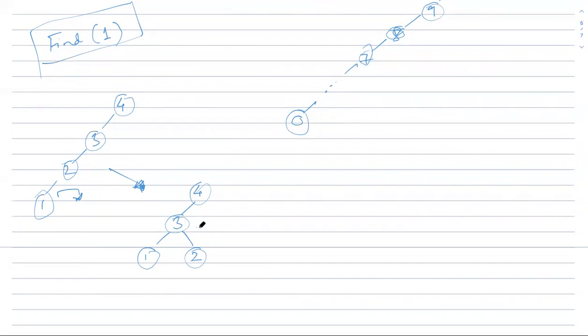Sorry, we didn't do it properly. So 3, once you rotate, 1 will come here, and then 2 will become the right child. And then it will give one more rotation, and then it becomes 4, 1, 3, and 3, and then 2.